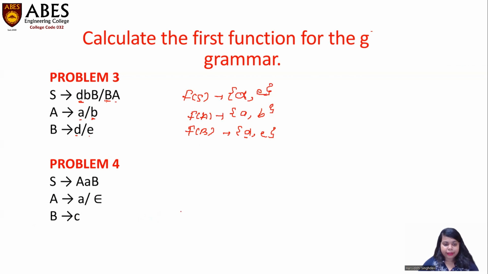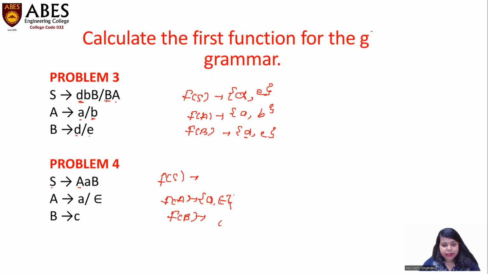Now in the fourth example, let's see the first of B. First of B will be what? C. Now we calculate what? First of A, that is what? Either A or epsilon. Now we have to calculate first of S. Now see, first of S will be what? First of A. So here A is what? A non-terminal symbol. So we have to check first of A. First of A either contains A or epsilon.